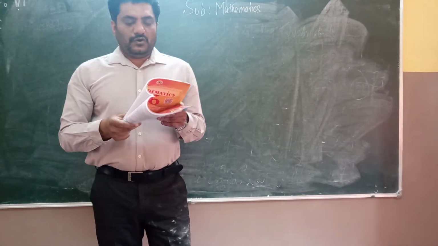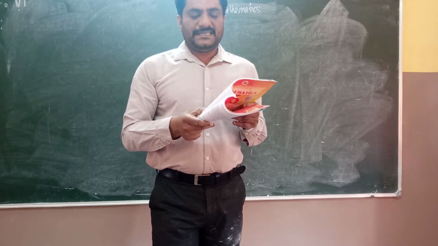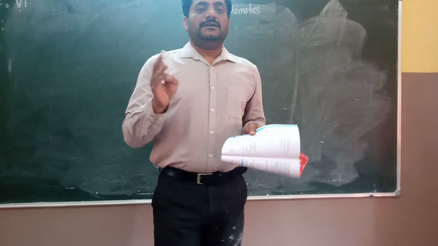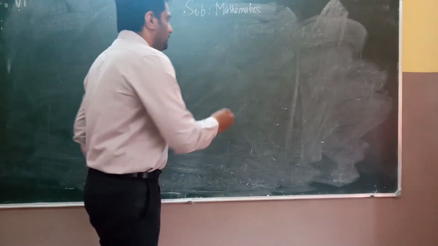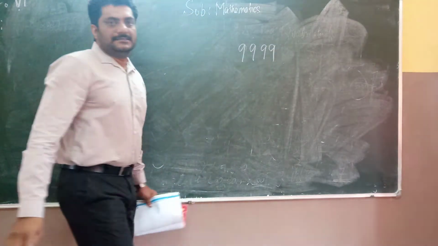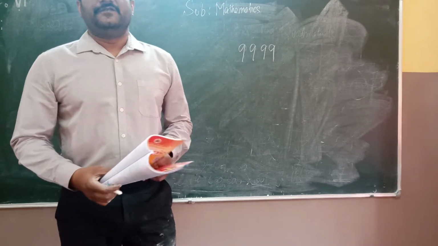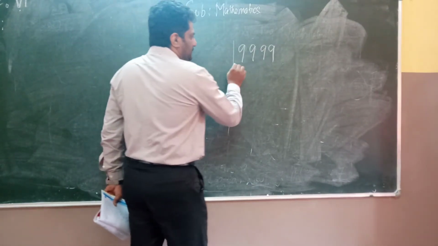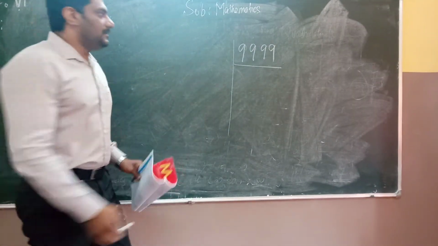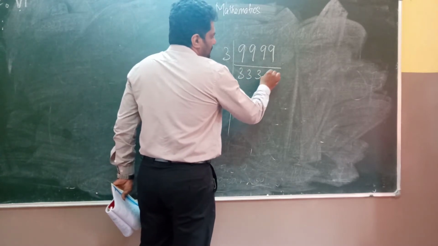Now fourth sum: write the greatest 4-digit number and express it in terms of its factors. What is the greatest 4-digit number? Can I write 9999? Correct? Now we have to write this in terms of its prime factors. Now which number can we start with? Is it divisible by 2? It is not, because it's an odd number. Let's start with 3. 3 times 3333 is 9999.